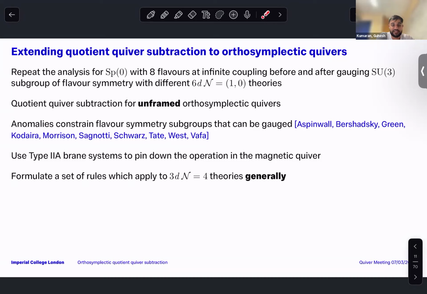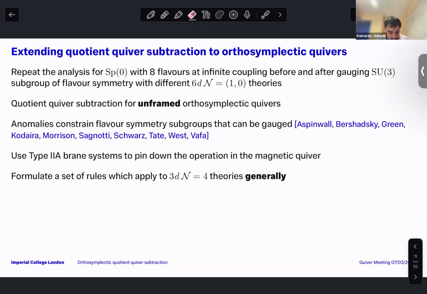So 6D is a nice playground for such a program, because anomalies constrain very heavily what subgroups of the flavor symmetry in 6D you can gauge. And so you can be very confident that the thing you find in the magnetic quiver is going to be something that generalizes very easily.